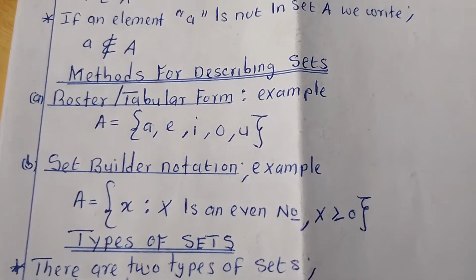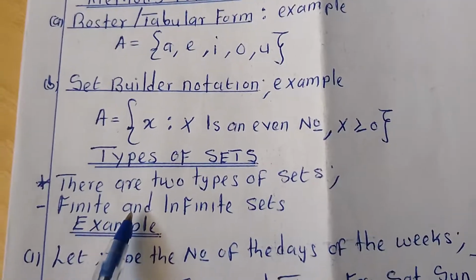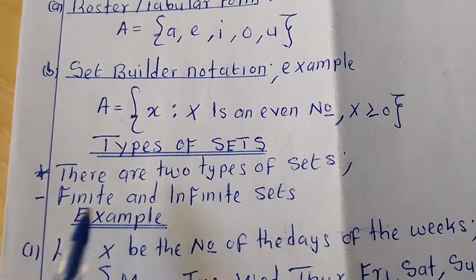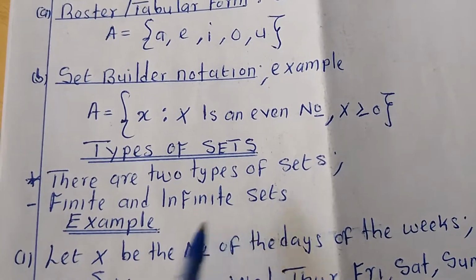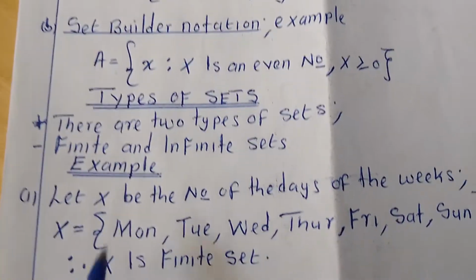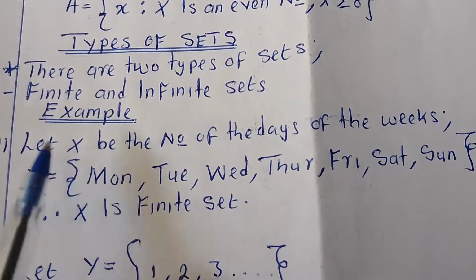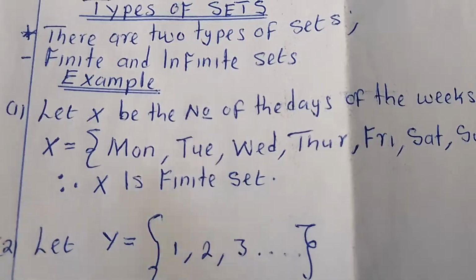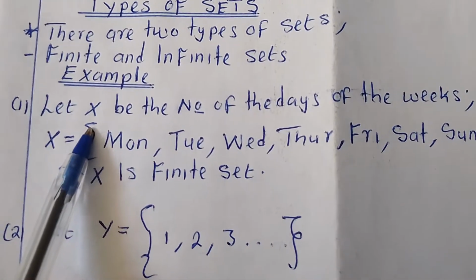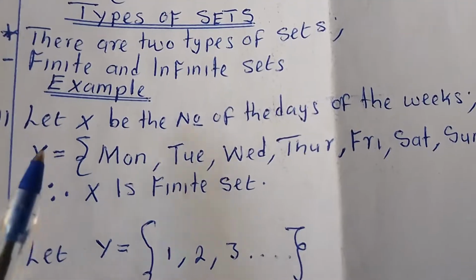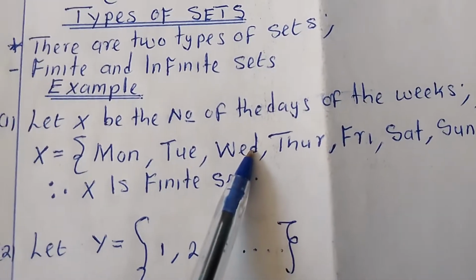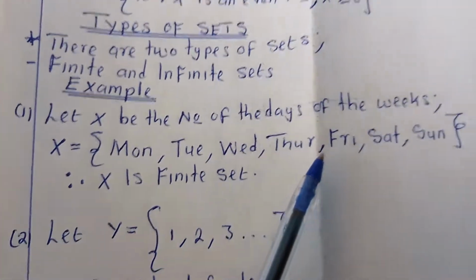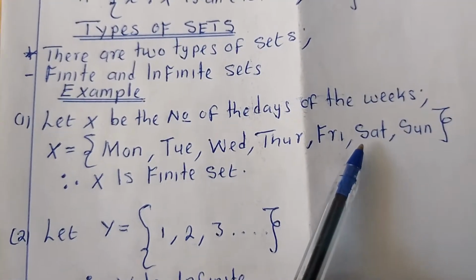There are two types of sets. There is what we call a finite set, and there is what we call an infinite set. Finite simply means it's got an ending, and infinite simply means it's got no ending. Now, we have an example. Let X be the set of the days of the week. We all know that in a week, we have Monday, Tuesday, Wednesday, Thursday, and Friday. We also have Saturday and Sunday.